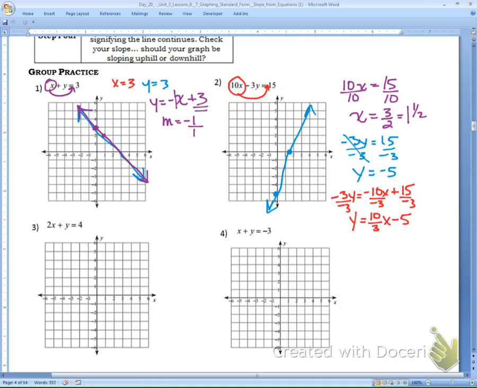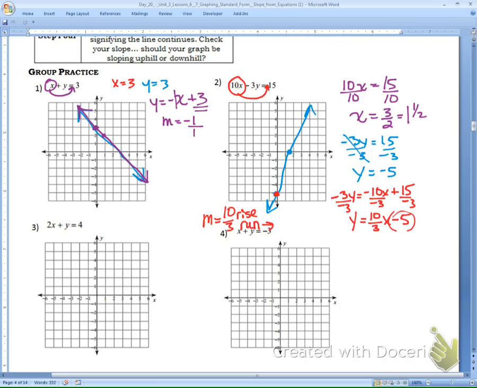So you would first plot your y-intercept, which is that negative 5. So I go over here to negative 5. Notice we still have the same y-intercept, so that's a good sign if you find the same point there. And then use our slope. The slope is equal to 10 over 3, or a rise of 10 and a run of 3, and we always run to the right.